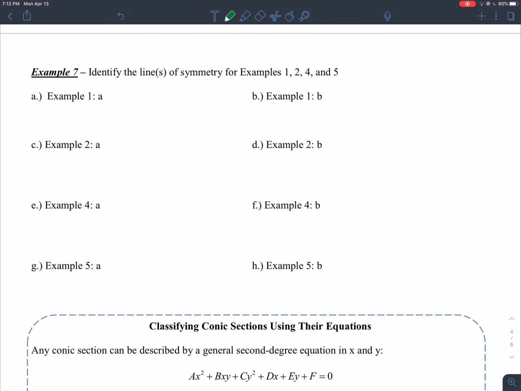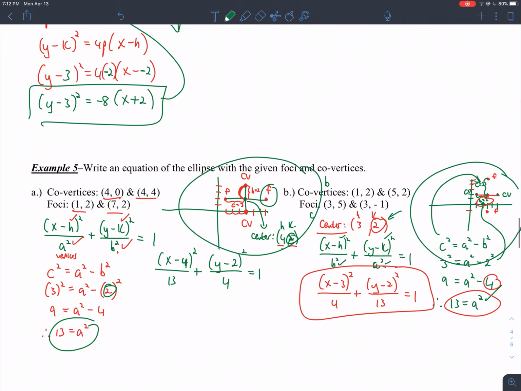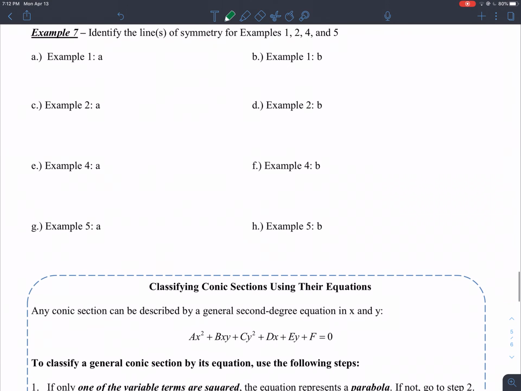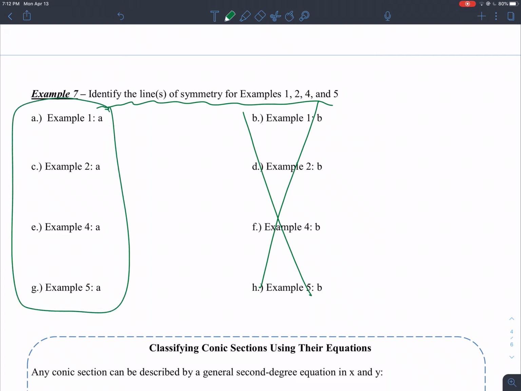Example 7 is a little bit strange, but not difficult, just a little bit strange. So I'll go over that with you. Example 7 talks about lines of symmetry, so that you are able to show clearly that you know where the lines of symmetry are. Okay, so they say identify the lines of symmetry, and I'm not going to do all of these. I'll just do the A, C, E, and G. I'll do all the A examples since we did all the A examples.